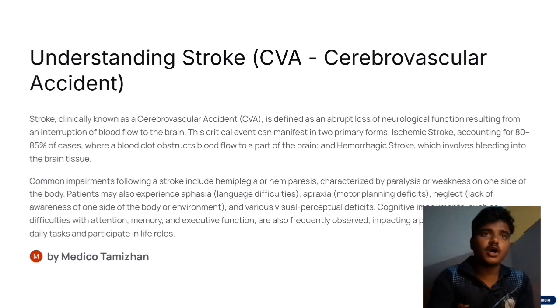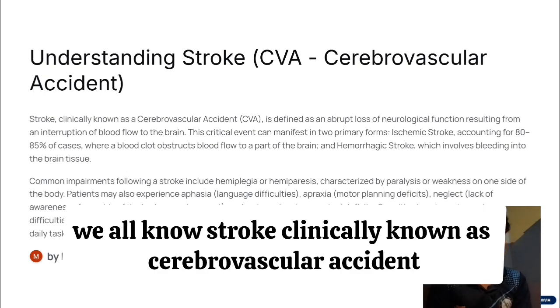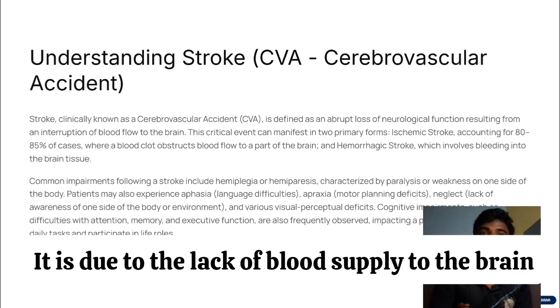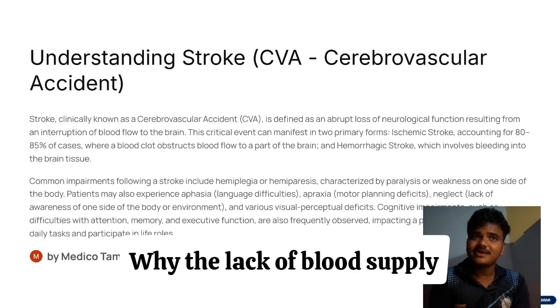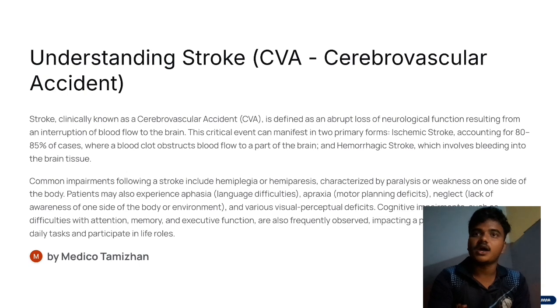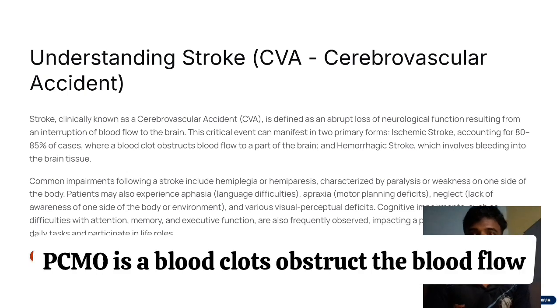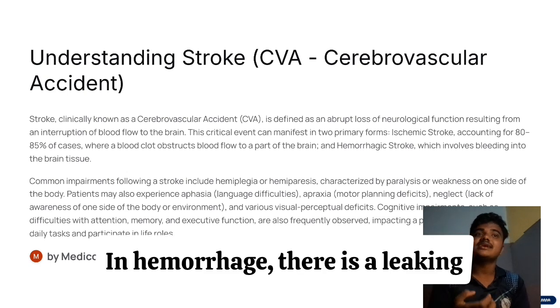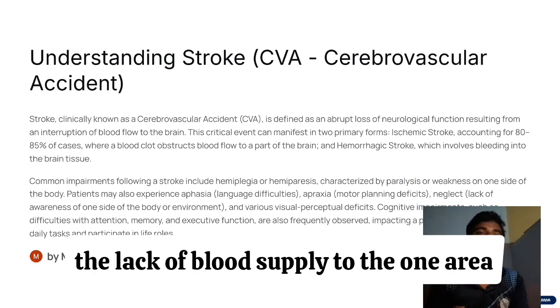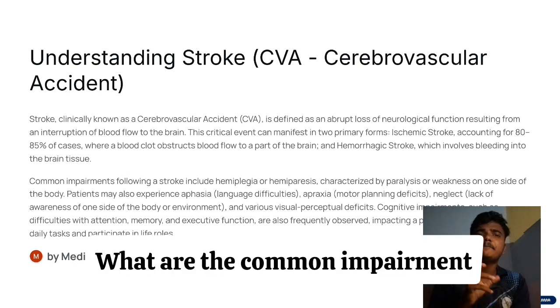Okay, we all know stroke, clinically known as cerebrovascular accident. Why does it happen? It is due to the lack of blood supply to the brain. Why the lack of blood supply? It is because of two reasons. One is ischemia, another one is hemorrhage. Ischemia is when a blood clot obstructs the blood flow. In hemorrhage, there is leaking or bleeding into the brain tissue, which leads to the lack of blood supply to the one area.